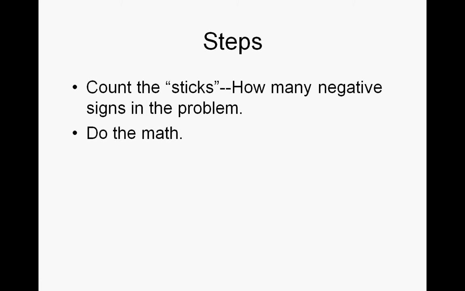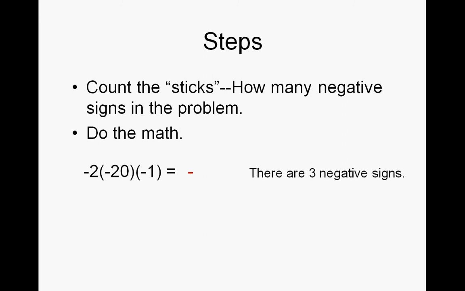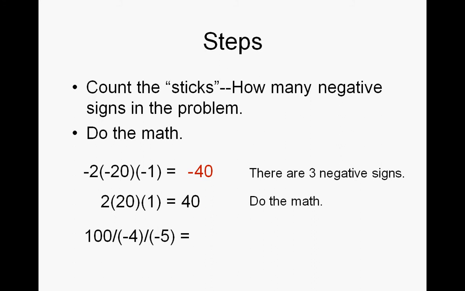So count the sticks, however many negative signs are in the problem. Then go ahead and do the math, whether you're multiplying or dividing, doesn't matter which. So here's an example. If I have -2 times -20 times -1, there are 3 negative signs, which is an odd number. So that means my answer is going to be negative. Then I'm going to do the math. Well, 2 times 20 is 40, and 40 times 1 is 40. So the answer is a -40.